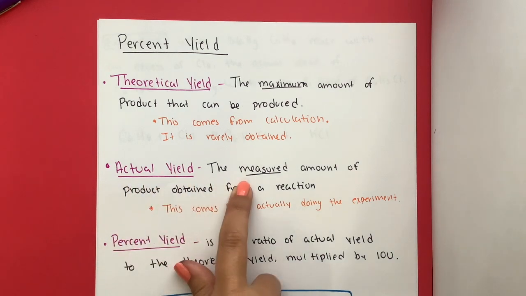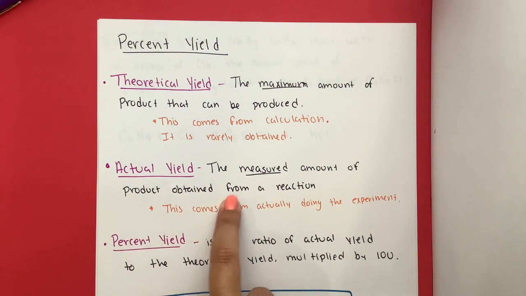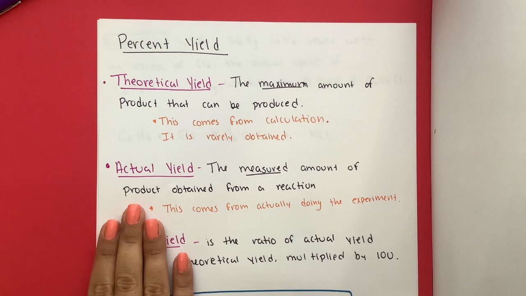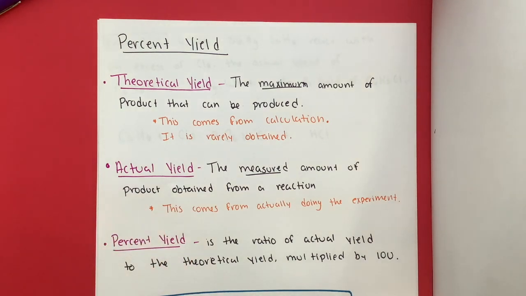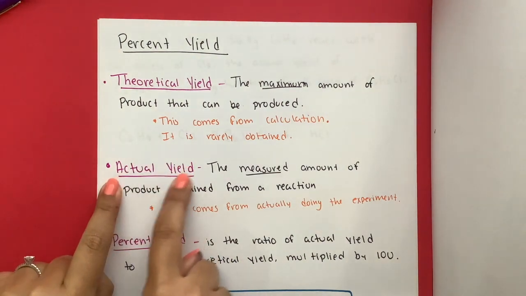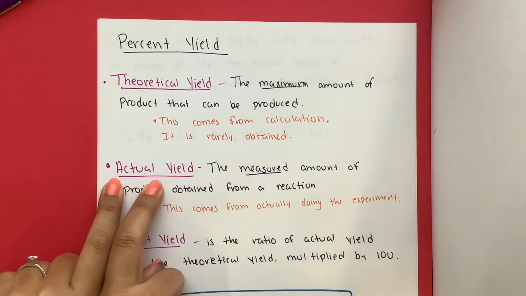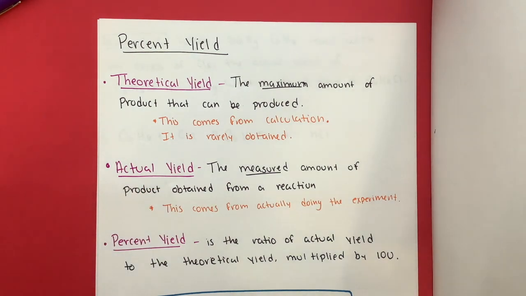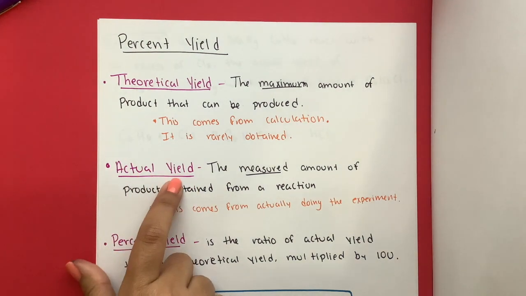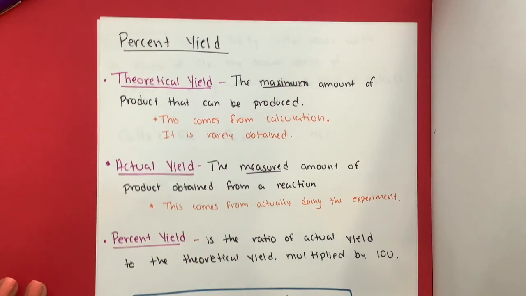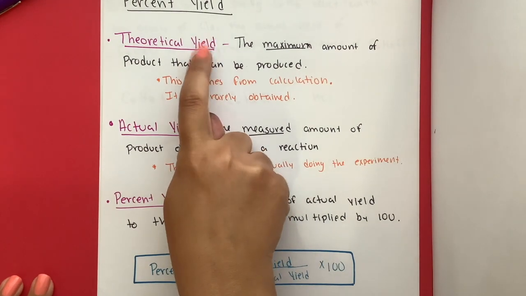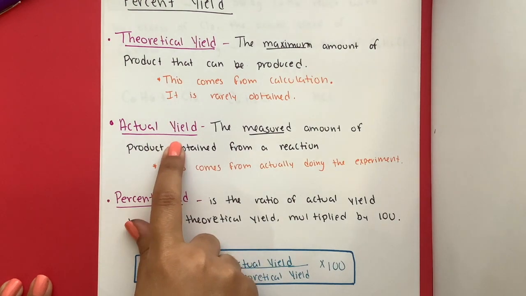Actual yield is a measured amount of product obtained from the reaction. So actual yield is the yield that you actually get when you actually do the experiment. In this case, since we're doing problems, this actual yield will always be given to you. But in the real world, this is the number you will get after you do the experiment. So theoretical yield, you get it using math. Actual yield, you get it from actually doing the experiment.